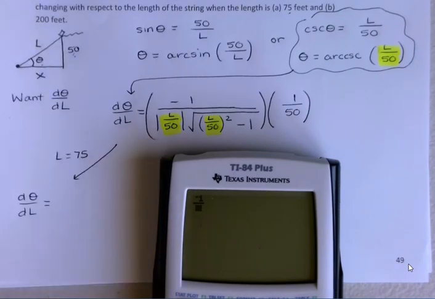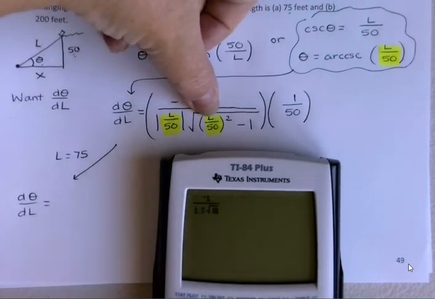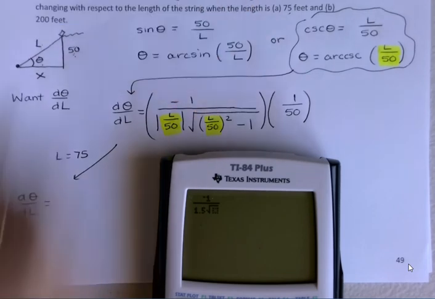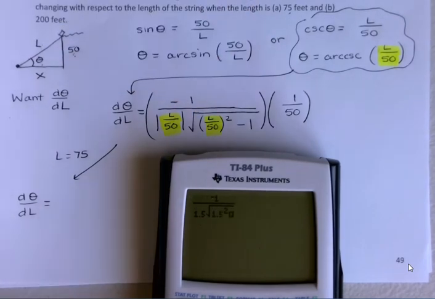I would have -1 over 75 over 50, which is what, 1.5, times the square root of, and again that would be 75 over 50 or 1.5 squared minus 1, times 1/50th, and I'm getting about -0.0119.